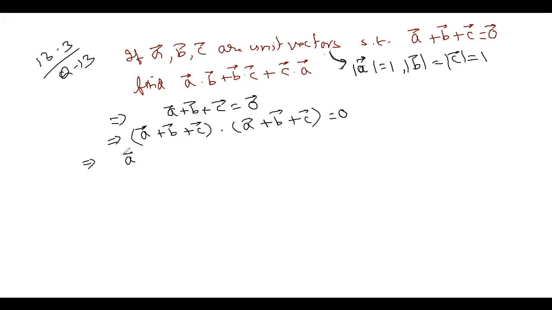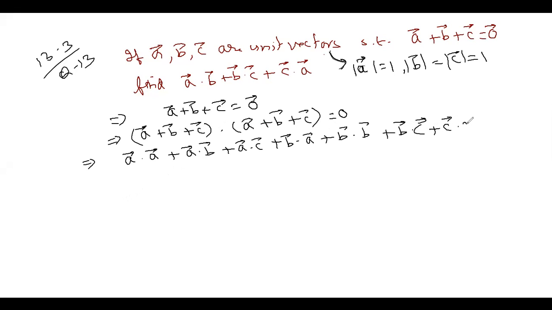First multiply A with all the values: A dot A plus A dot B plus A dot C. Now multiply B: B dot A plus B dot B plus B dot C. Then multiply C: C dot A plus C dot B plus C dot C is equal to 0.